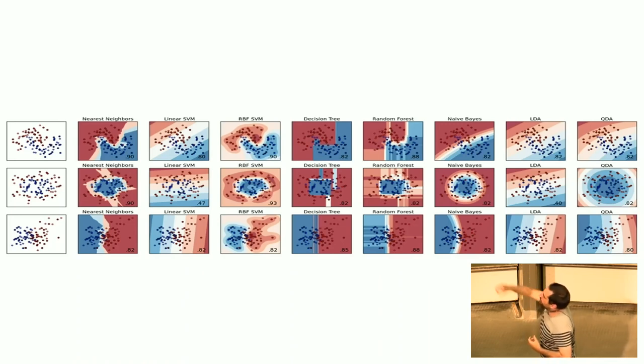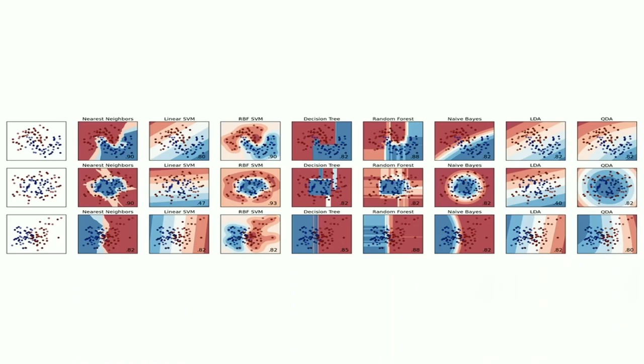And you can see that the linear models, like those two columns, LDA (linear discriminant analysis) and linear SVMs, and logistic regression would be the same, can only find a decision boundary which is a hyperplane in the space of features. So in a 2D space, it's just a straight line. In that case, the performance is 80% for the first one, so it's not very good. Whereas nearest neighbors is able to find the structure.